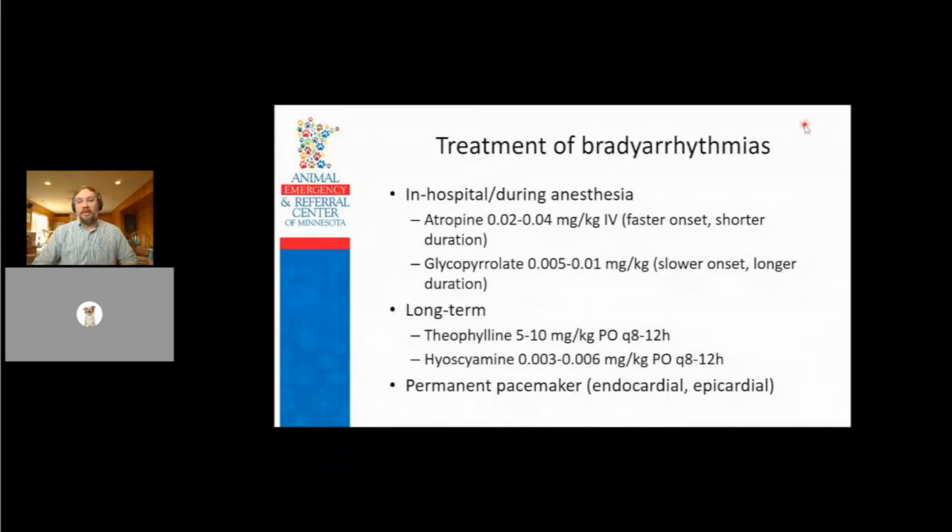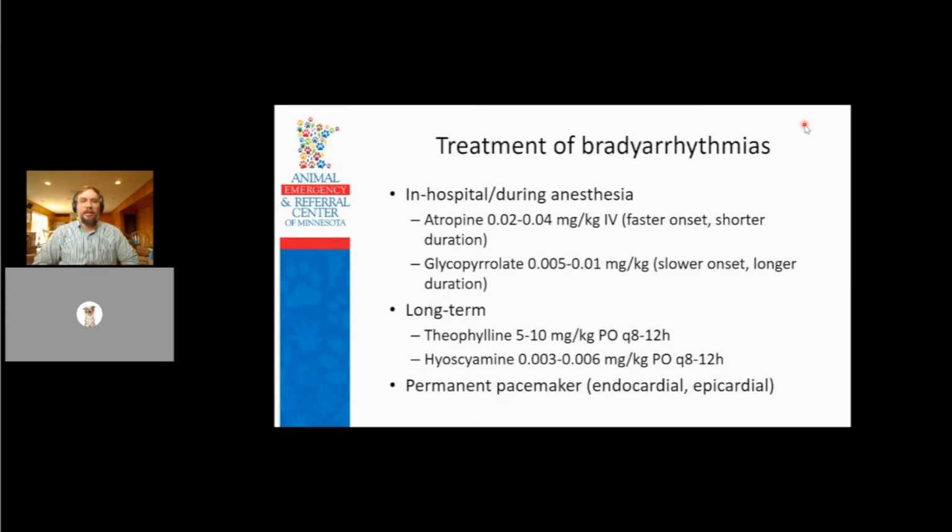So how do we treat them? In hospital, atropine or glyco, your typical anticholinergics. Atropine usually acts a little faster, glyco usually lasts a little longer. I've had some respond better to one than the other, so sometimes if I'm not getting a response, I try the other. Other things to keep in mind: are they hyperkalemic or hypothermic? Sometimes if they're cold, they're not going to respond to the atropine as well either, so warming them up, checking things like that.